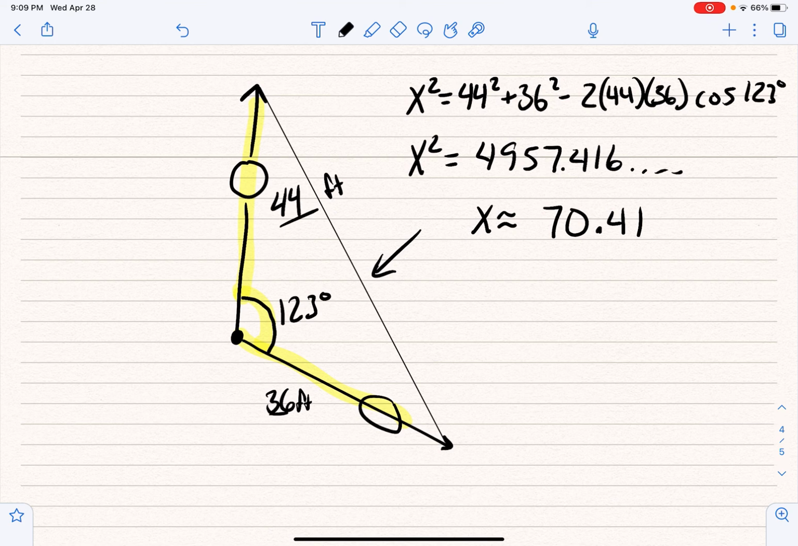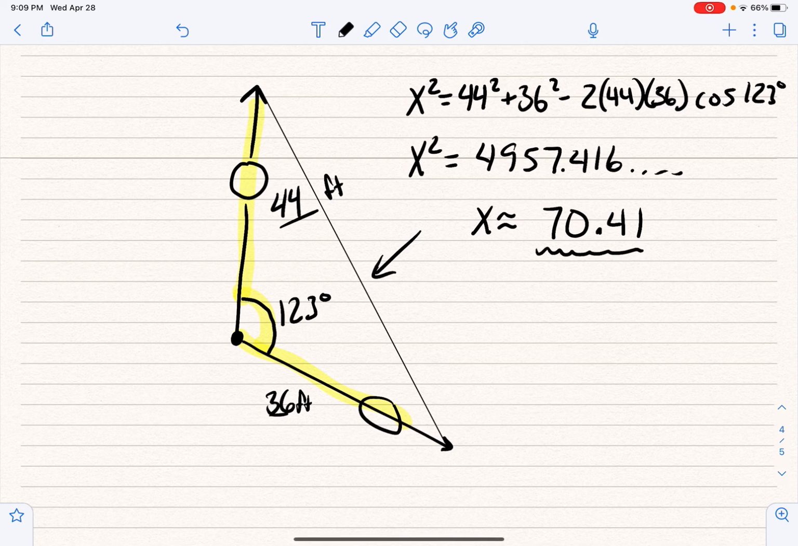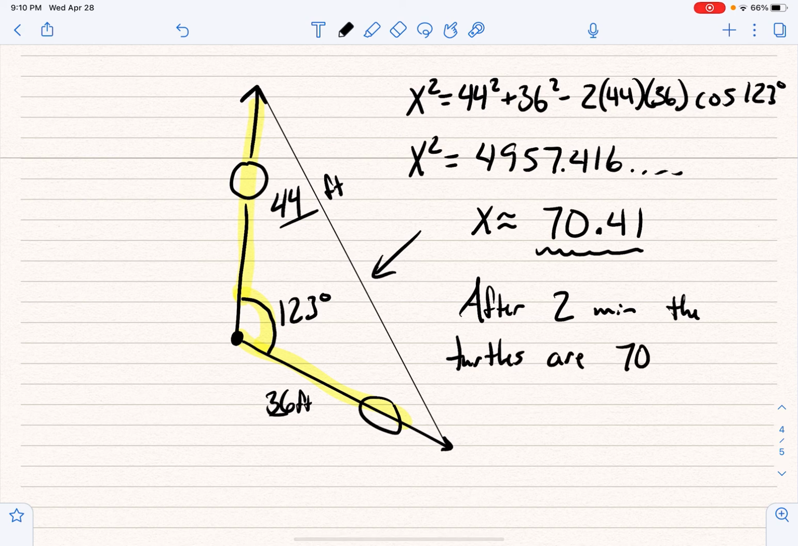Okay? And so what is this number right here? That means that after 2 minutes, the turtles are 70.41 feet apart from each other. And you should be able to do that.